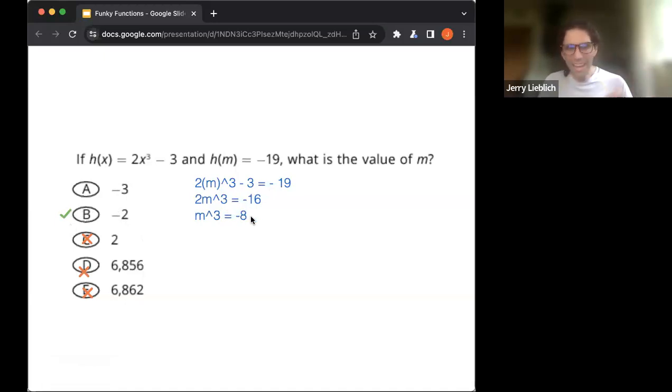Going with the theme of not panicking, I think this is a case where you're like, oh my God, I've got a variable to the third. What am I supposed to do about that? Try to see what answers you can eliminate, work from the ones that are left. Let's keep going.